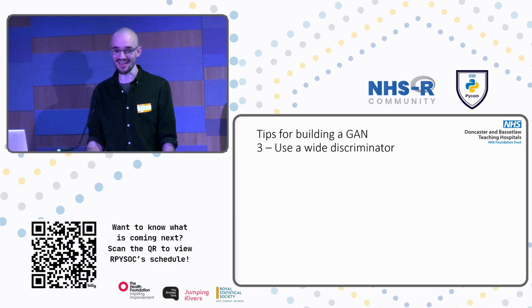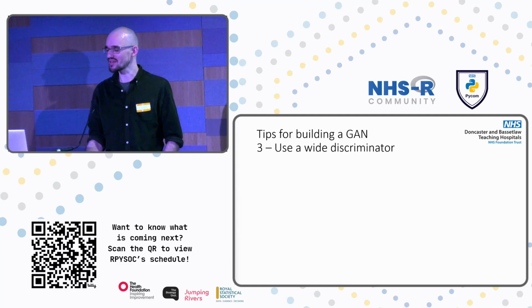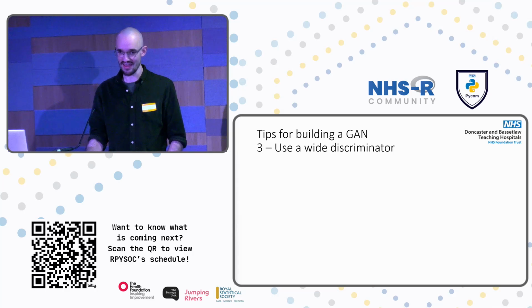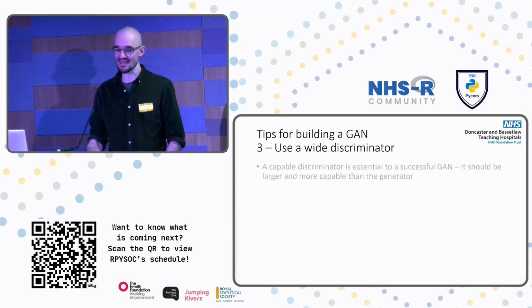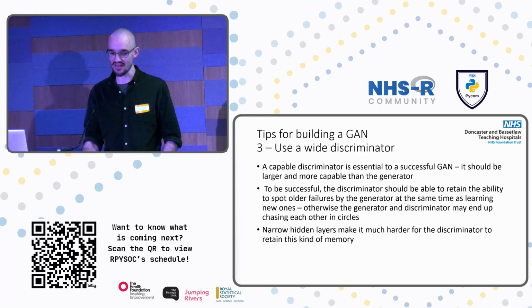Last one is to use a wide discriminator. This was where we really started to hit limitations. For most neural networks, you don't use wide neural networks because there's no point. The issue here is that you need your discriminator to not forget the old patterns it spotted in your generator.